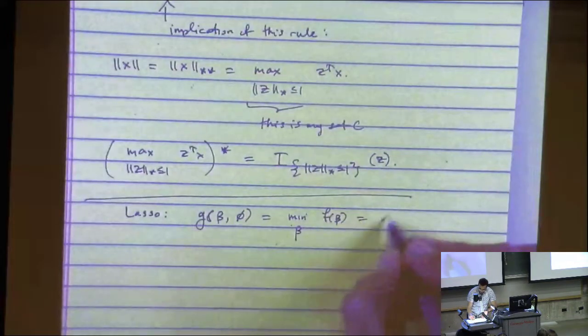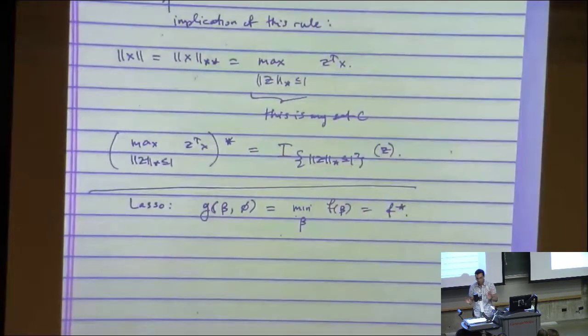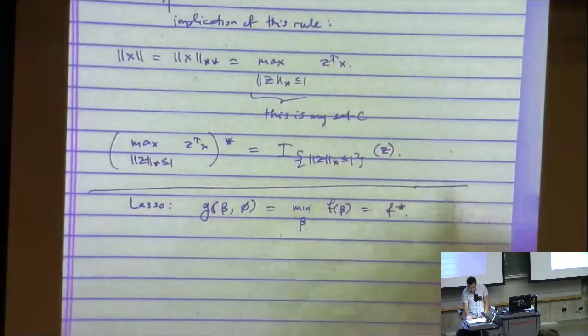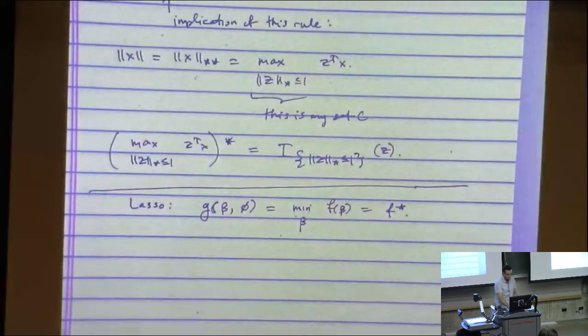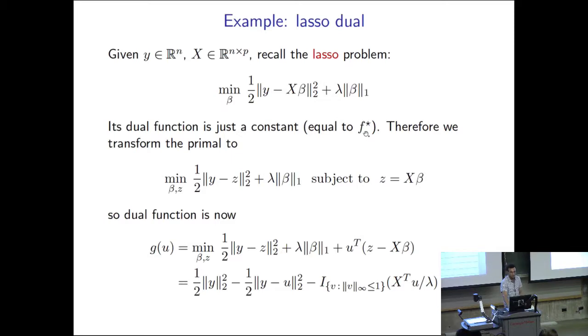And that's just f star. So it's a very trivial calculation. If this is somehow all you tried, you would think that the lasso dual stinks. It's not very interesting. It's just a constant. Right? The dual function is just f star, so we didn't get anywhere.